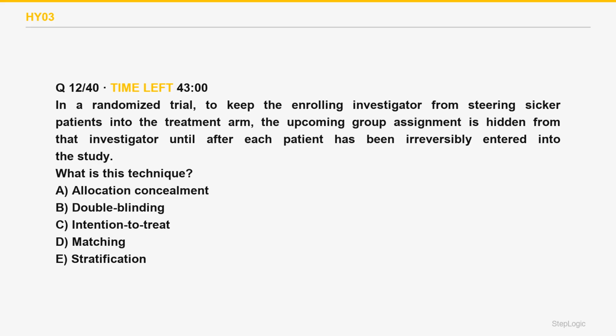What is this technique? In a randomized trial, to keep the enrolling investigator from steering sicker patients into the treatment arm, the upcoming group assignment is hidden from that investigator until after each patient has been irreversibly entered into the study. Read the command: the technique that hides the next assignment at enrollment. It stops investigators from manipulating who goes where.